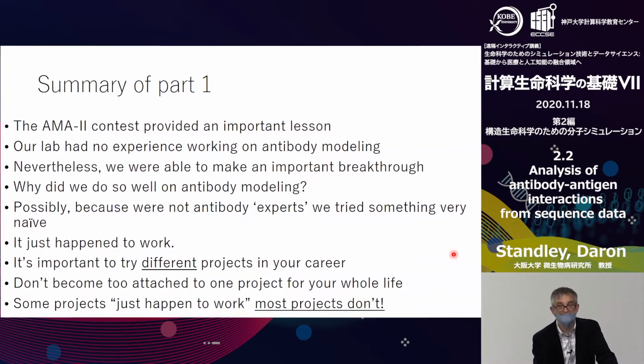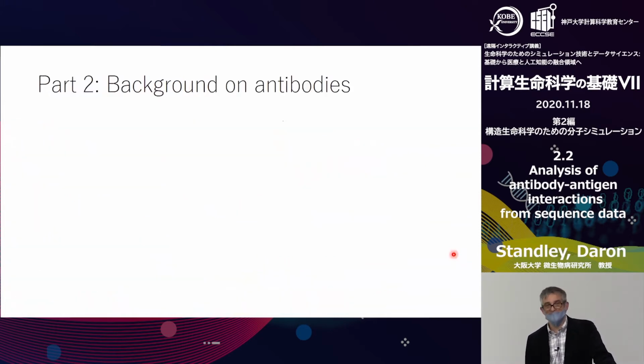Okay. So that's the end of the non-science part of this talk. The rest is going to be boring science stuff, so I apologize, but I will try to go slow and not make it too boring. So the next part is not really about my research. It's just general information about antibodies. So I hope that you will find some of this useful.